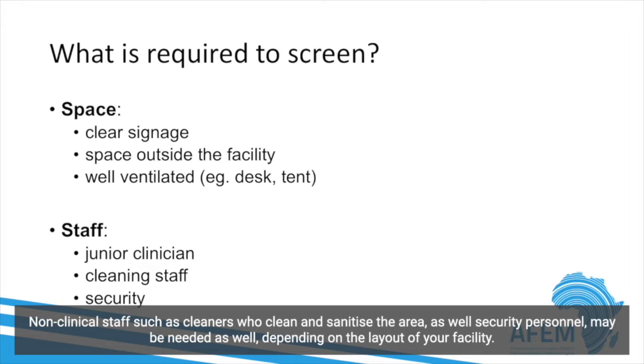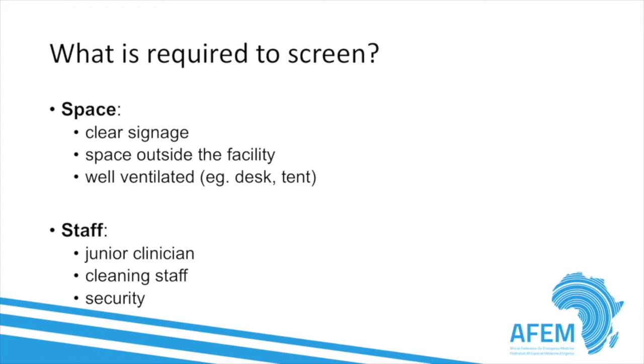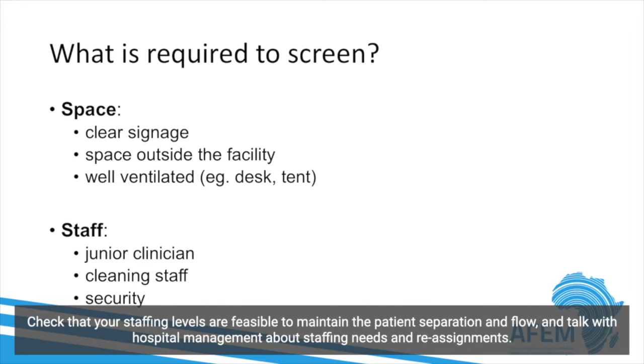Non-clinical staff, such as cleaners who clean and sanitize the area, as well as security personnel, may be needed as well, depending on the layout of your facility. Check that your staffing levels are feasible to maintain patient separation and flow, and talk with hospital management about staffing needs and reassignments.